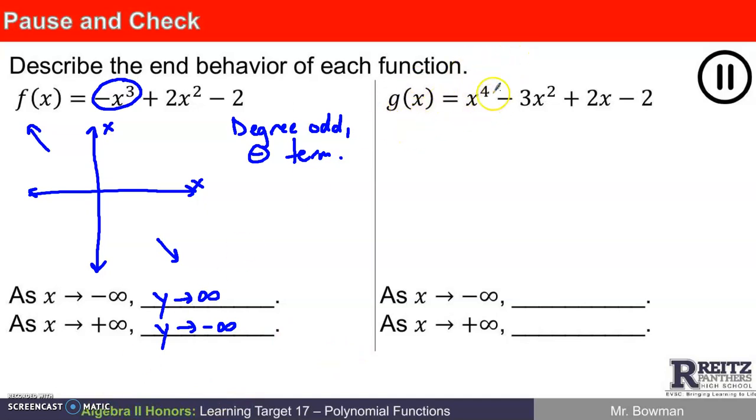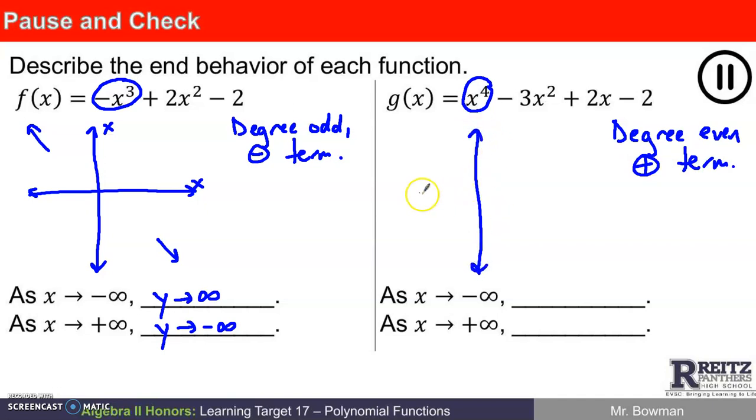Here's g of x equals x to the fourth minus 3x squared plus 2x minus 2. The term with the biggest power of x in it is here. The degree is even. And it's a positive leading term. So what does the end behavior look like? Well, in both directions on the x-axis, the y's are approaching positive infinity. So as x approaches negative infinity, the y's are approaching positive infinity. As x approaches positive infinity, the y's are also approaching positive infinity.